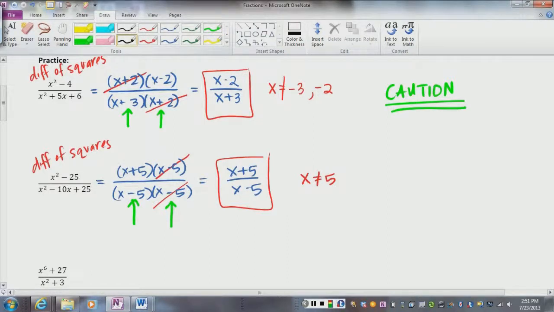A lot of people would look at these problems and say, wait a minute, you can reduce that further. There's an x in the numerator and an x in the denominator, and you can still cancel that. But you cannot. If I look at this first answer, x minus 2 over x plus 3, if you look at this and say, oh, well, here's a factor of 1, I can cancel those x's, that is bad, bad news. We can only cancel products.